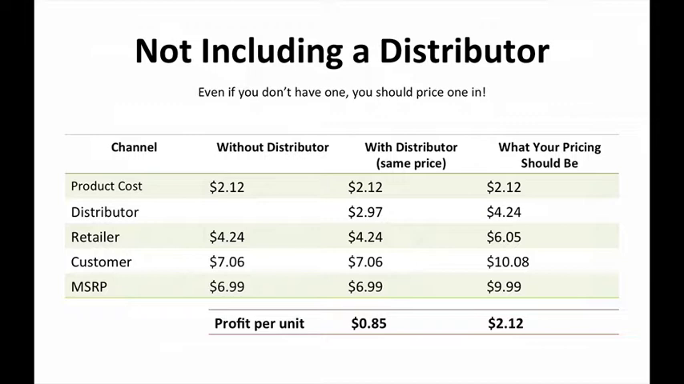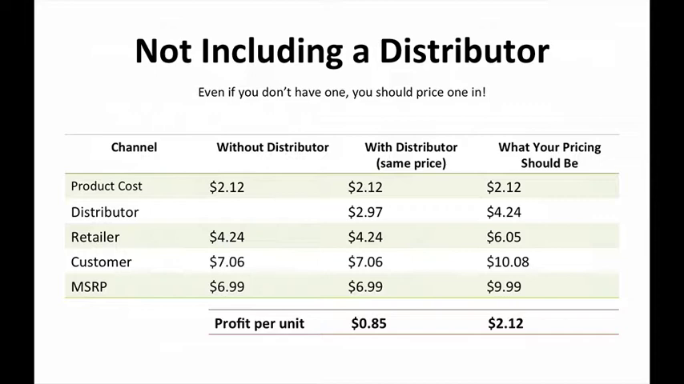You've got a product cost of $2.12. We took that from the last slide. And without a distributor, you go right to the retailer and then ultimately to the customer, and you hit the $6.99 price point, which is what we were talking about earlier. With the distributor, you add in their margin and you still get to $6.99 on the shelf.